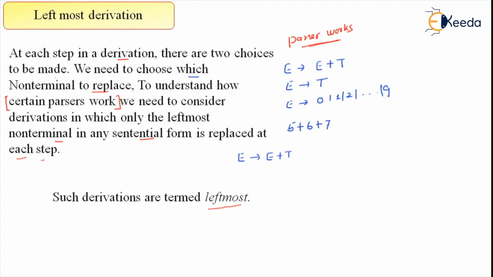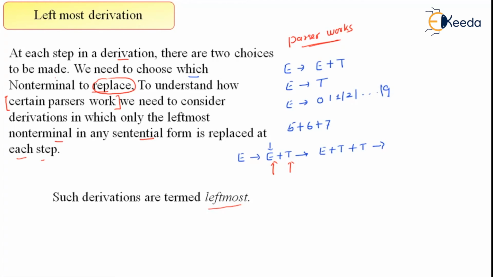This is the first step. Now I have to make a decision whether I should go with deriving E or T in the next step. This is the decision making I was talking about, which non-terminal to replace. Since it's a leftmost derivation, at each step we are going to replace the leftmost non-terminal, and here the leftmost non-terminal is this E. So in the next step, E derives E plus T, and then plus T.